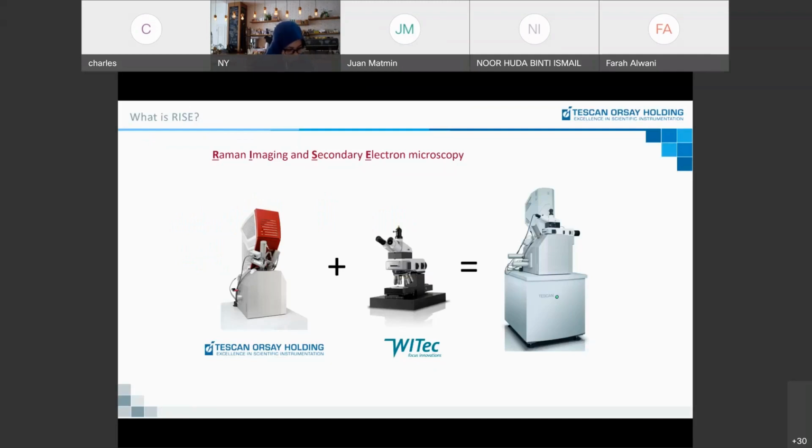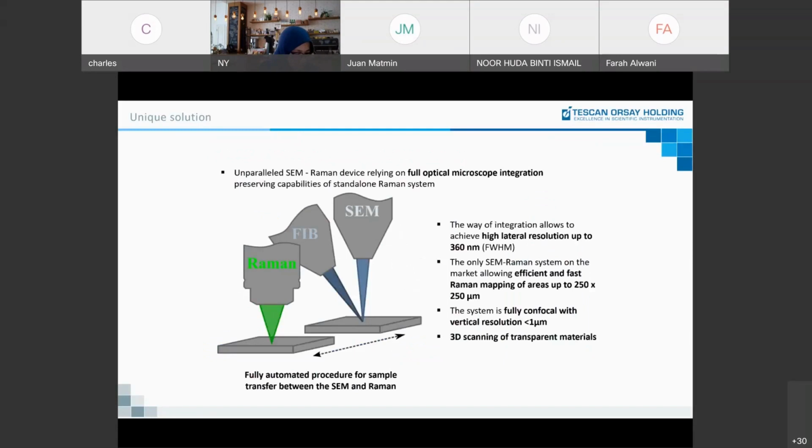So performing this kind of simultaneous analysis is the most complete analysis applicable to material characterization. It can be used in nanotechnology, optoelectronic materials, pharmaceutical, geology, minerals, forensic science, and so on. So these are the fields where it is applicable.